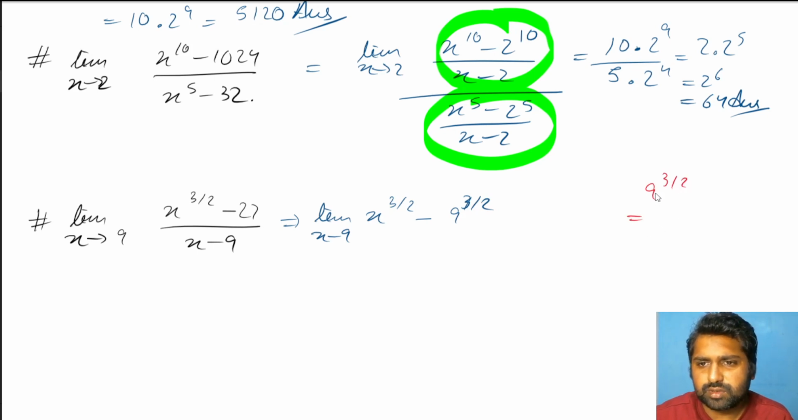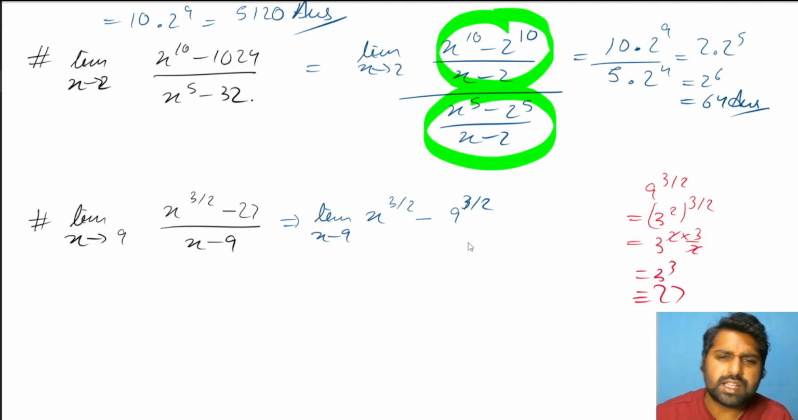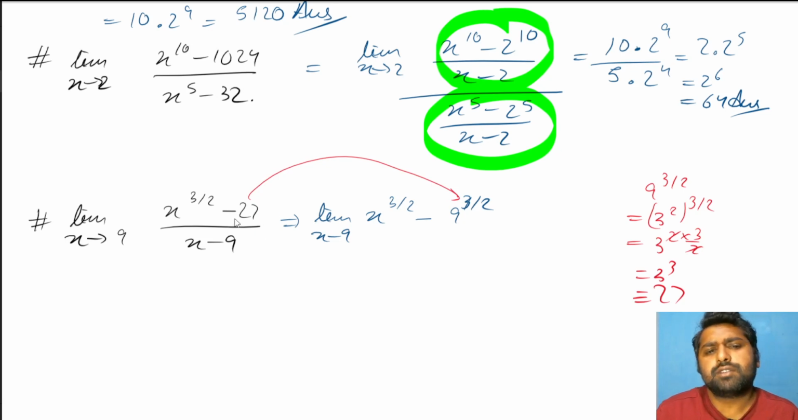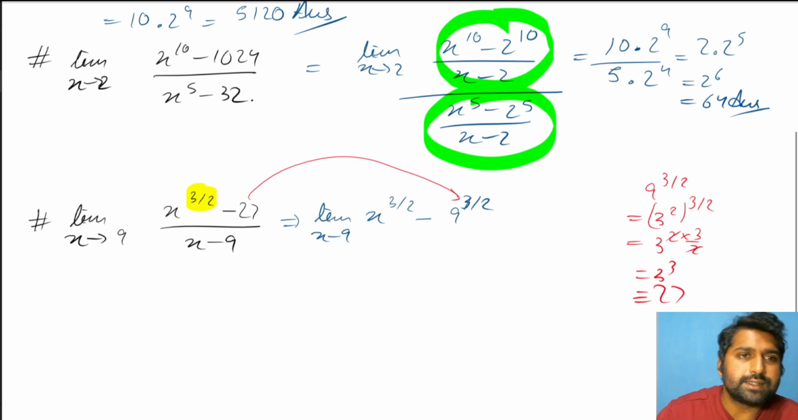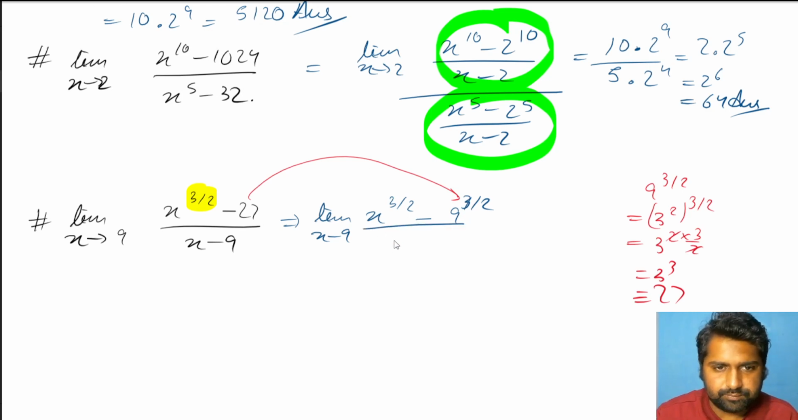So 9 raised to power 3 by 2 means 3 square raised to power 3 by 2. That is 3 raised to power 2 into 3 by 2. The 2s cancel, 3 raised to power 3, that is 27. So that's correct. I can write 27 as this. No need to learn it, no need to generate it. See for yourself. Why am I doing this? Because I know this value is a fraction, a very abrupt value, and the denominator is looking like x minus a. So the standard limit can be applied if only it was 9 raised to power 3 by 2, which it is, upon x minus 9.